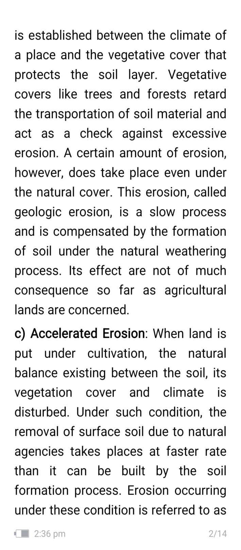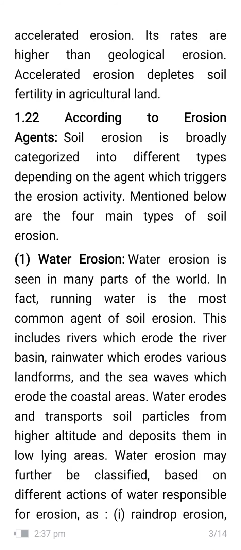When the land is put under cultivation, the natural balance existing between the soil, its vegetation cover and climate is disturbed. Under such conditions, the removal of the soil surface due to natural agencies takes place at a faster rate than it can be built by the soil formation process. Erosion occurring under these conditions is referred to as accelerated erosion. Its rates are higher than geological erosion, which means accelerated erosion carries away more soil particles.